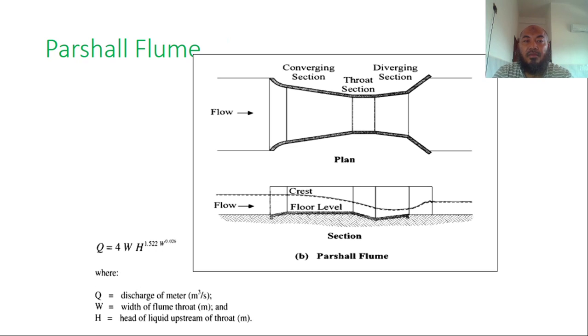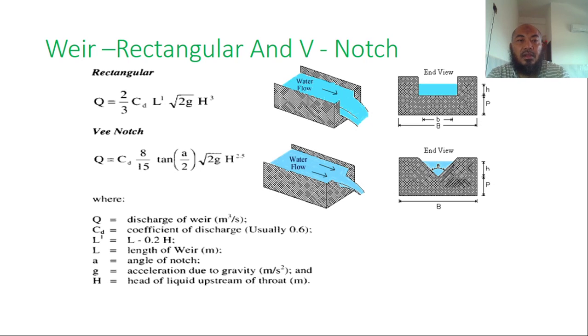So we have the Parshall flume. This is the equation for the Parshall flume. This is plan view, this is cross section. We can have a weir, rectangular and V notch weir. Usually V notch is easy. You can see here rectangular weir is 2 divided by 3 C D L square root of 2 g H exponential 3. You need to know the L, the width.